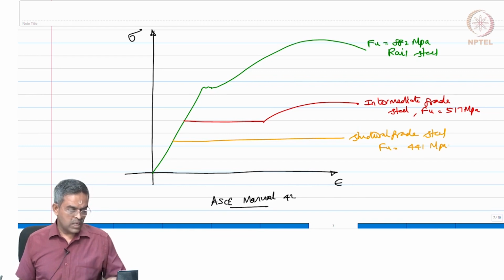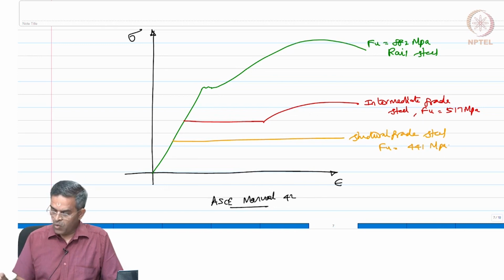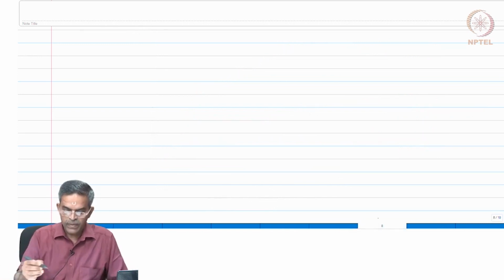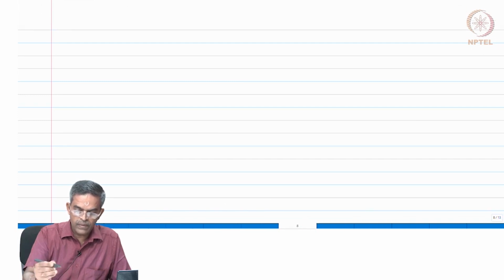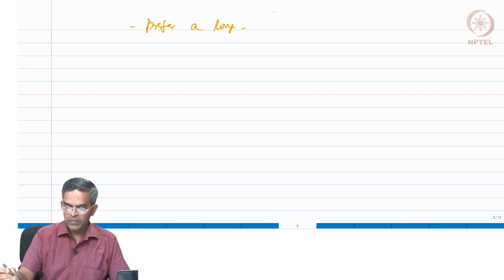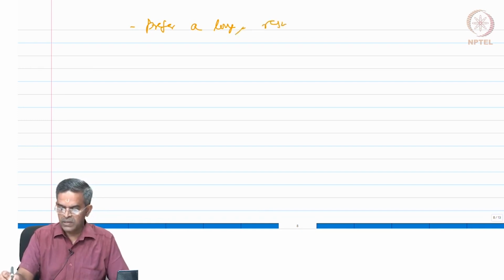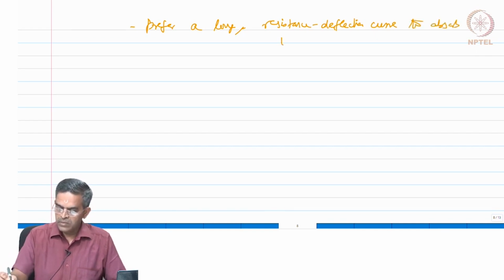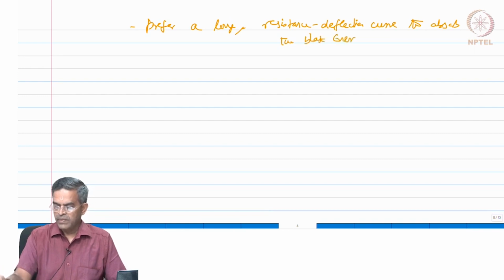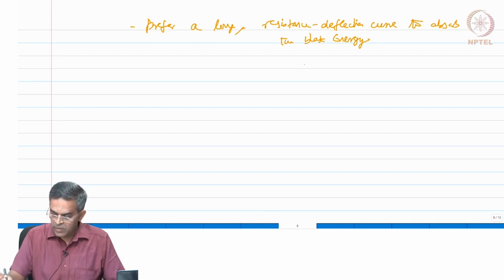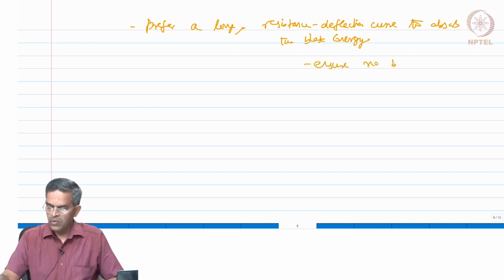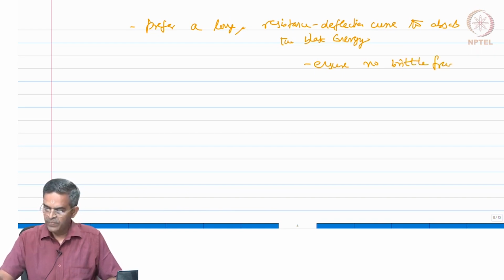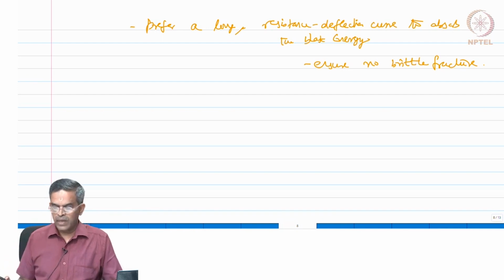Okay. So, one can very well see here, one should prefer a long resistance deflection curve to absorb the blast energy, and this will also ensure no brittle fracture. Okay.